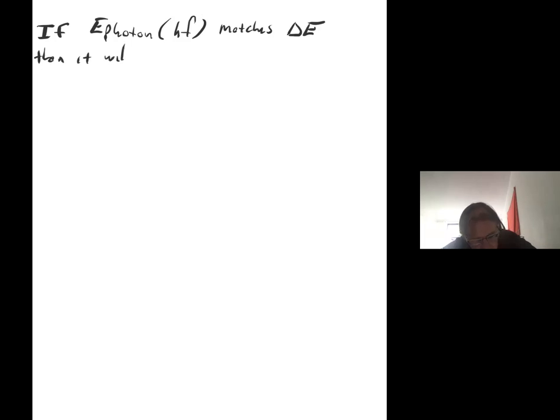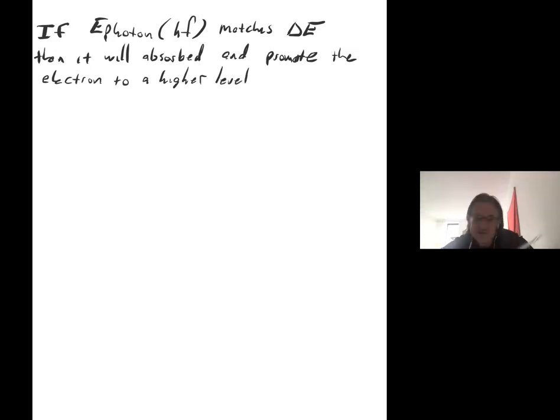Okay, so remember we said the energy of the photon is hf, h times f. If the energy of the photon matches delta E, then it will be absorbed and promote the electron, to make it go higher, to a higher level. And remember, there are three different words: level, orbit, or state. State is a very common word that we use for that, okay?